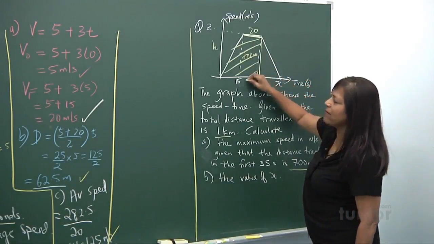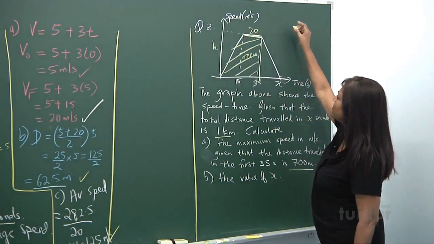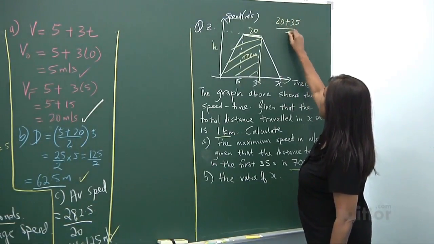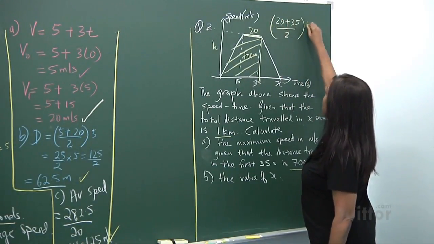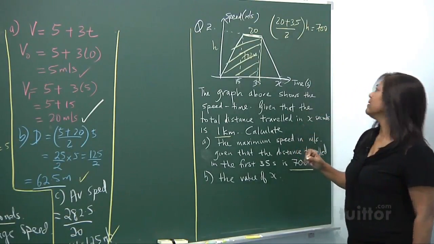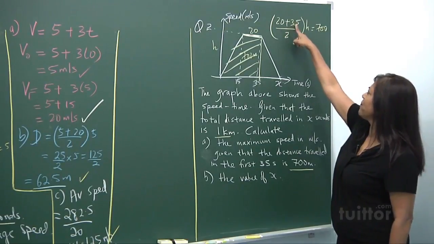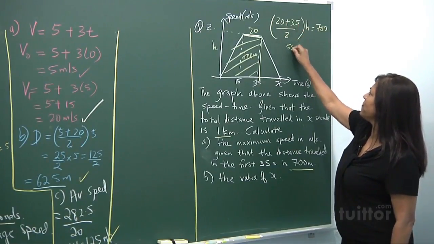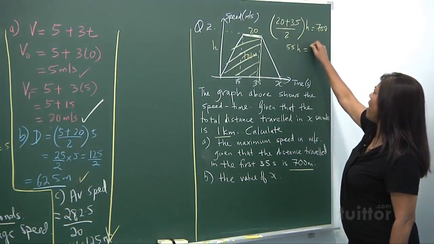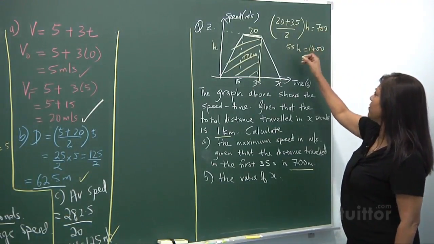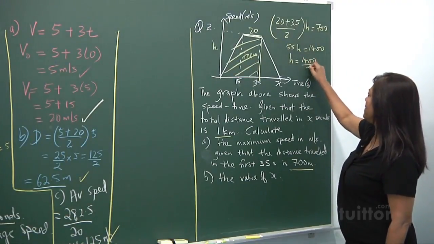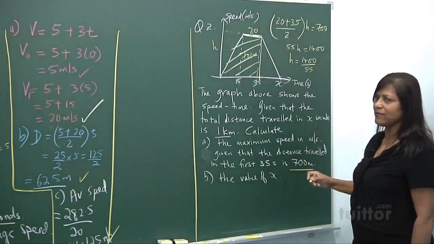So we want to find the area. We know the area of this trapezium, which is (20 plus 35) divided by 2 times h, is equal to 700. Okay, we've got a 55 here. 55h. Bring the 2 up. You get 1400, and so your height is going to be 1400 divided by 55.